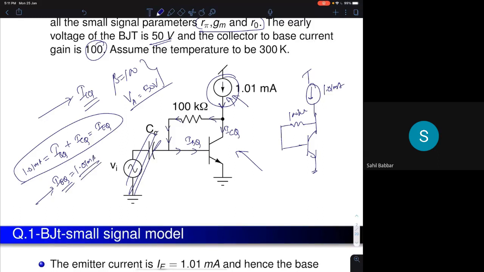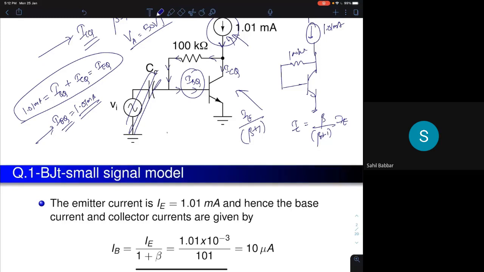Now once you know the emitter current, can you find the base current? Yes, base current is IE by beta plus 1, because it is in the active region. And your collector current will be beta by beta plus 1 into IE. So your IE is 1.01 milliampere into 100 by 101. You will get 1 milliampere as your quiescent collector current.